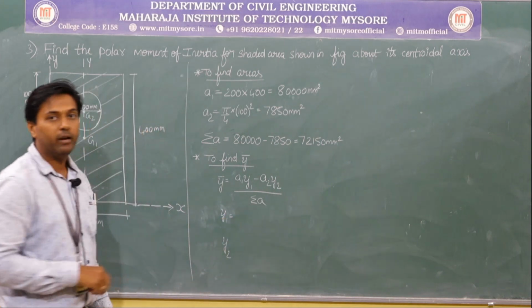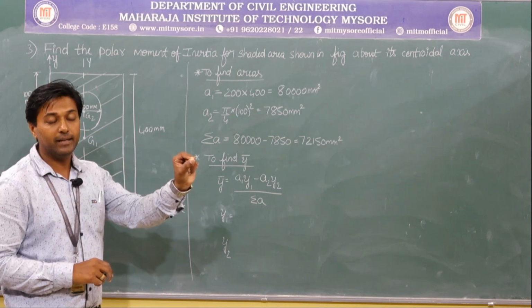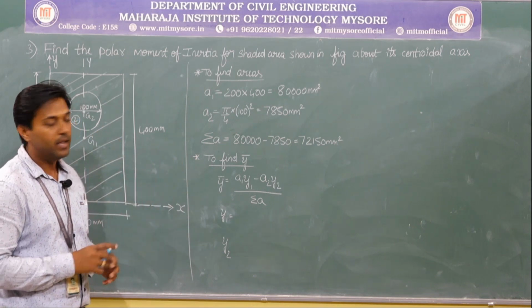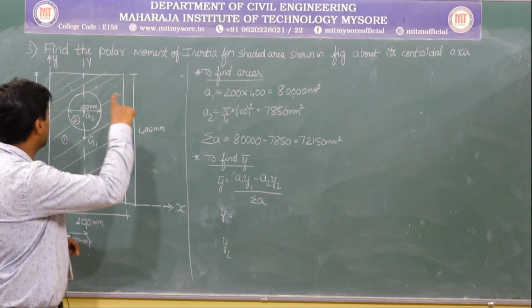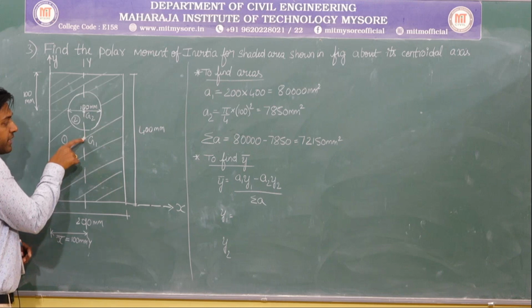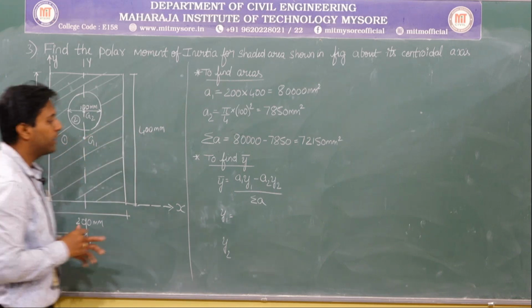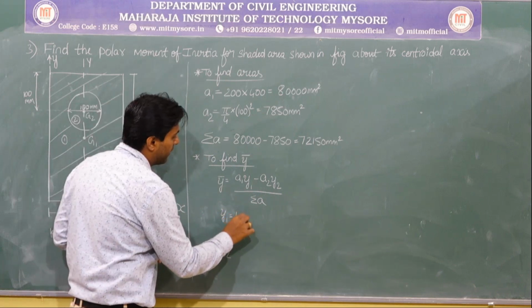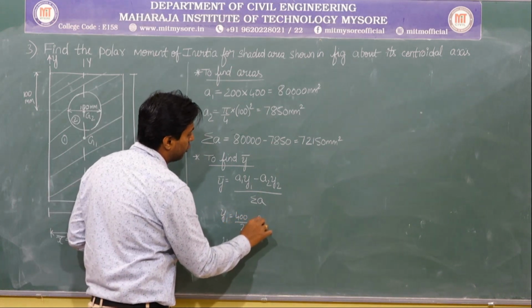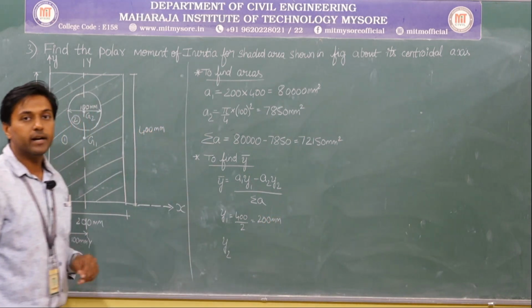What will be y1? It's very simple. It is the distance between the centroid of the component diagram till the reference axis. I want the vertical distance, which means I need to touch the horizontal axis. From the center till here, the total is 400, half of it is 200. So y1 is 400 by 2, that is 200 mm.